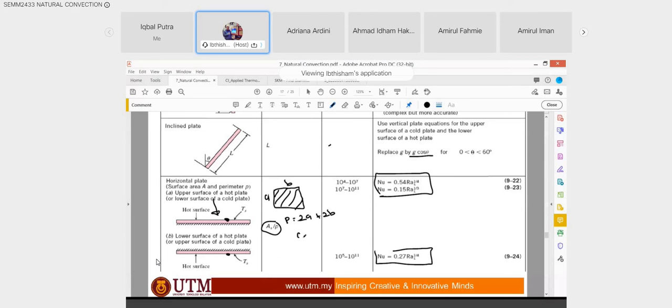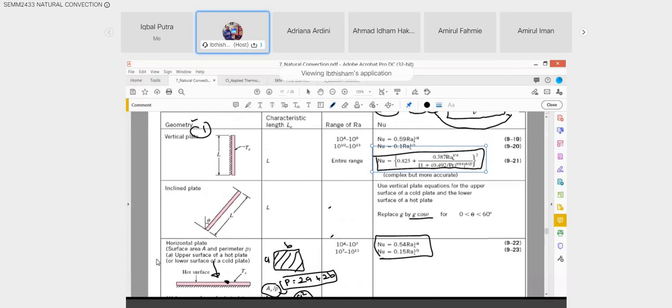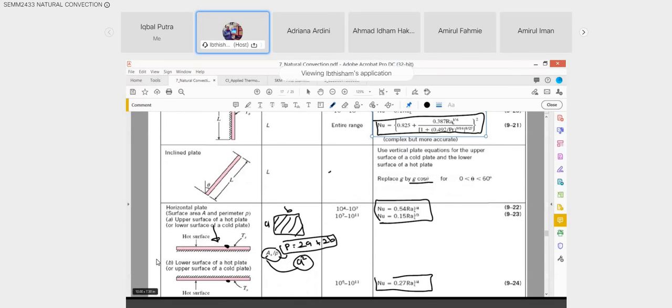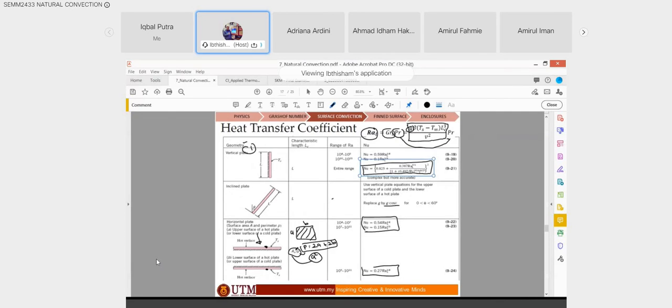Okay, area dia adalah A square. This is A, this is the perimeter. Right. So kalau dia vertical plate, you just use the total length of the plate. So kalau di horizontal saja, dia akan jadi macam ni. Characteristic length AS divided by P. Alright, that is for flat plate.